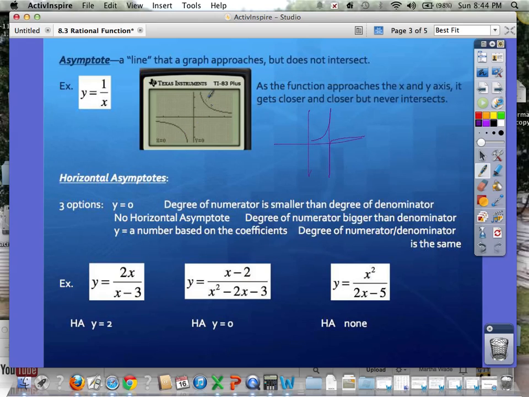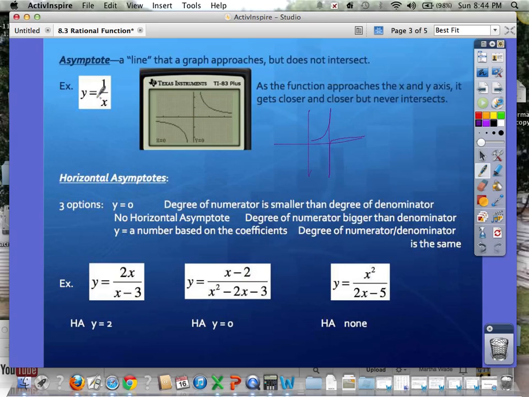And notice how it splits up. As x is approaching infinity, it will get closer and closer and closer to 0, but it will never cross. Same with as x approaches negative infinity, it will get closer and closer and closer, but will never cross. Same with the y. There is definitely an asymptote this direction too. It will never cross the y at 0, and it will never cross the x at 0.